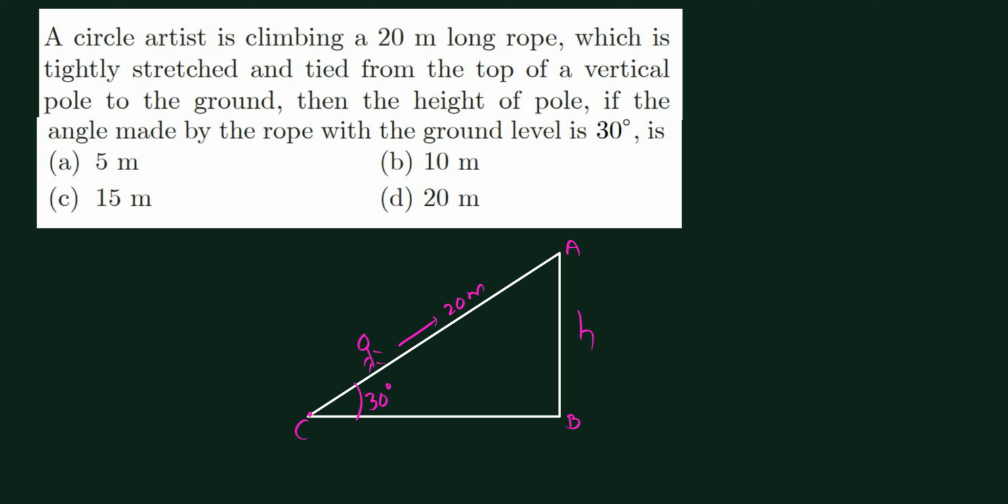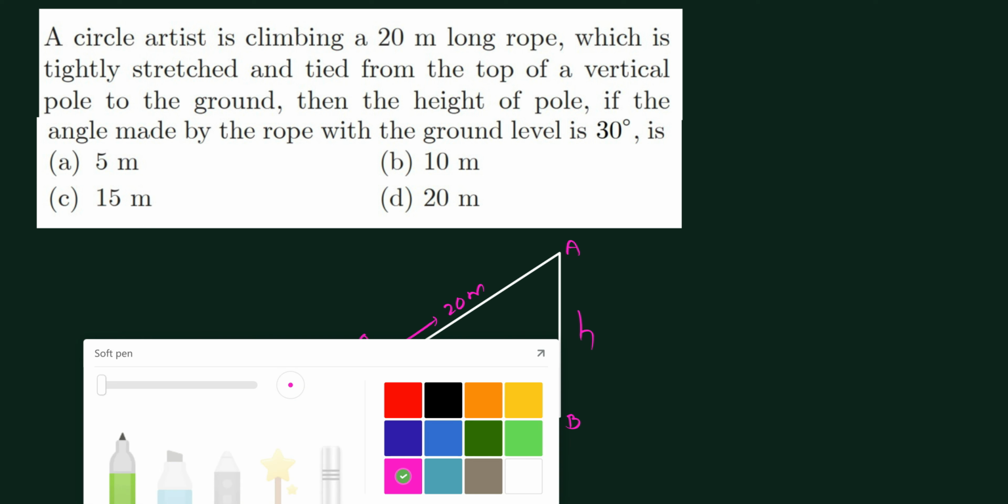Listen. The artist is climbing this rope, and this is the top of the tower A, and the bottom of the tower is B. This rope is stretched to the ground at the point C, and the angle made by the rope with the ground is 30 degrees. We need to find the height of the pole. Here AB is the vertical pole. Let us say it is H.